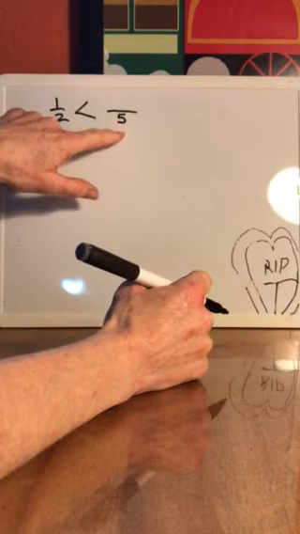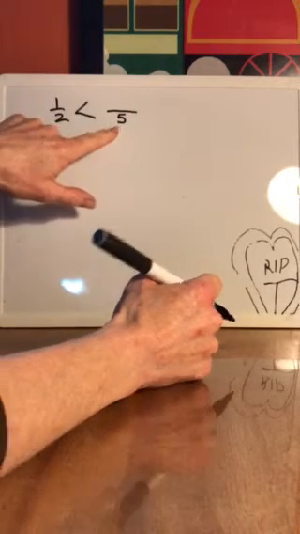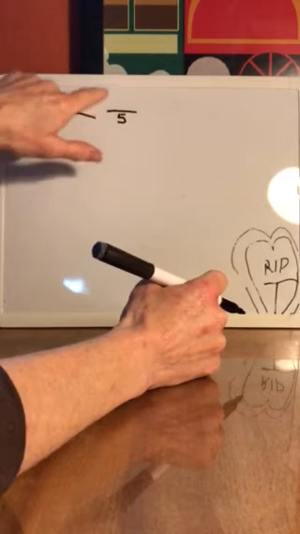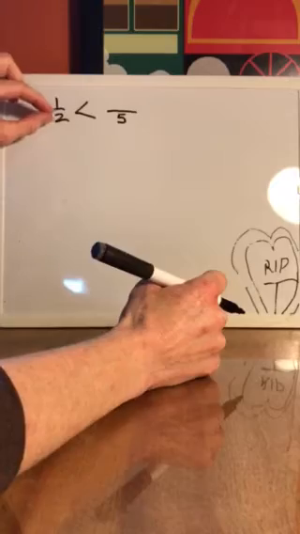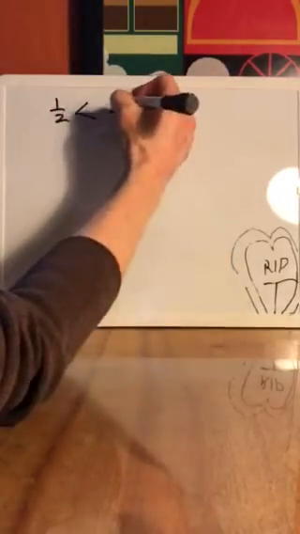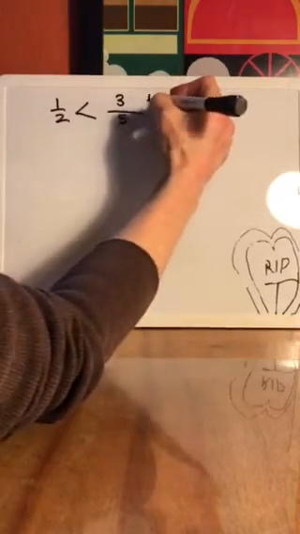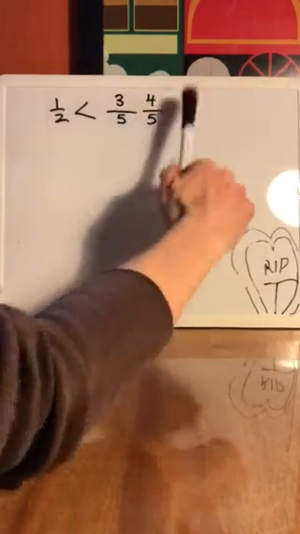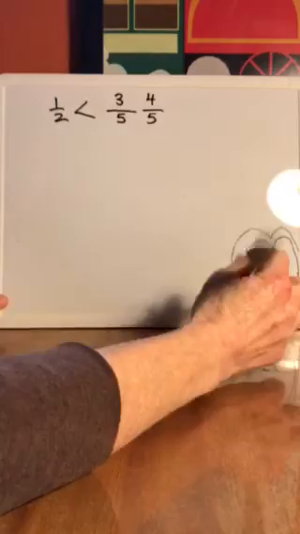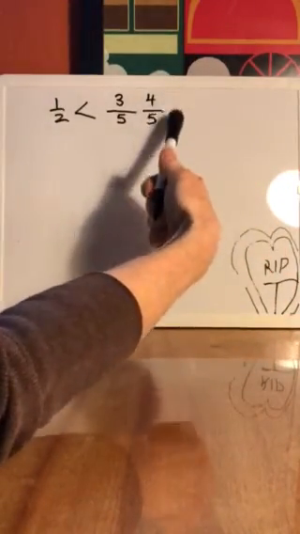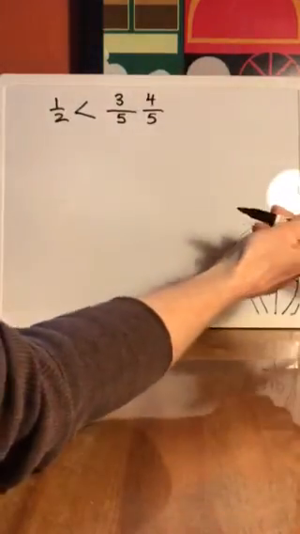So in the example I just used, half of 5 is 2 1/2. So any number bigger than 2 1/2, and we're talking whole numbers now, will make the whole fraction greater than 1/2. So we could put 3 here because 3 is bigger than 2 1/2. We could put 4 here, and we could continue on, okay? Using 5 as a denominator.